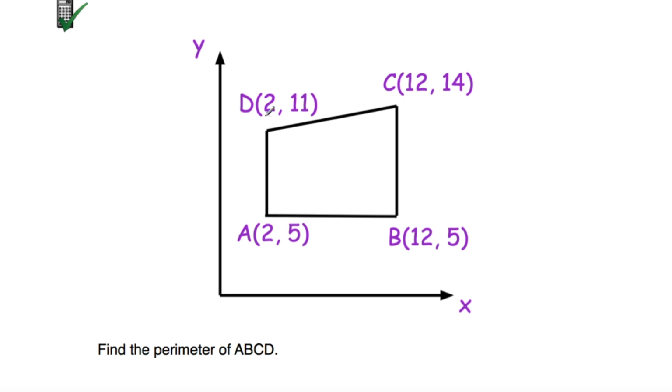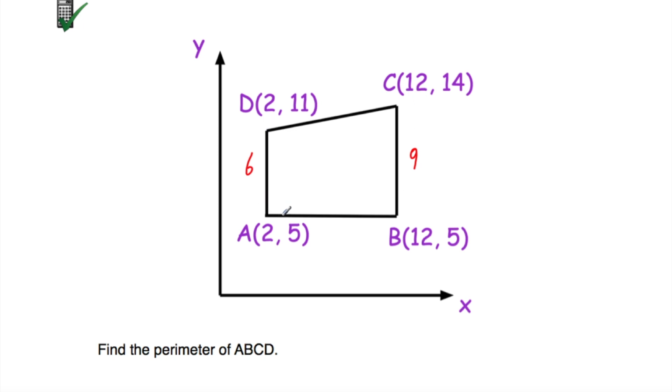So the length of this left-hand side is quite straightforward because the point A has got coordinates 2, 5, and the point B has got coordinates 2, 11. So they're both 2 along, but it's just 6 more up to get from 5 to 11. We go up 6. So the length of this side is 6. And likewise, the distance from B to C, 12 across 5 up, 12 across 14 up, that's gone up another 9, so that's going to be 9 there. So the length of this side is 6, the length of this side is 9.